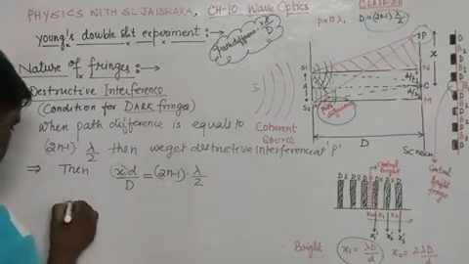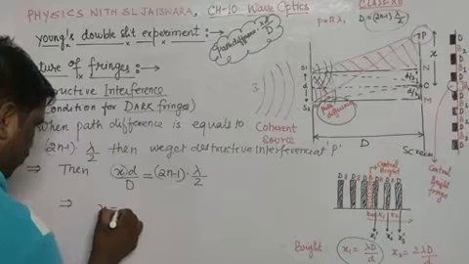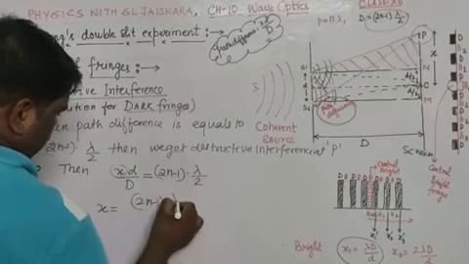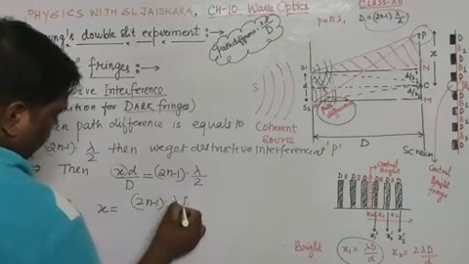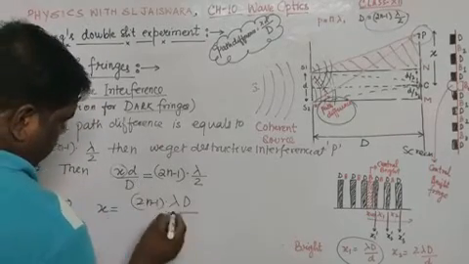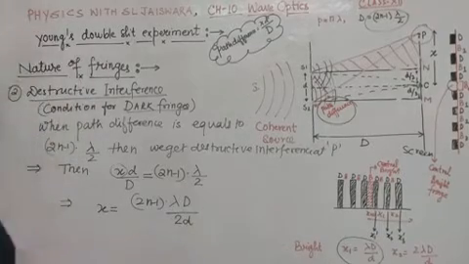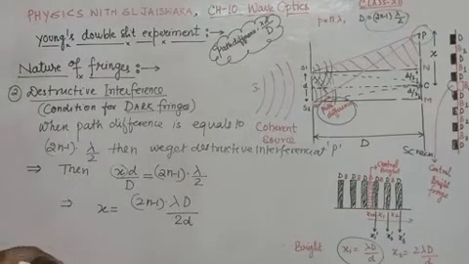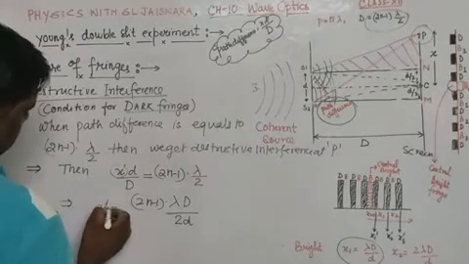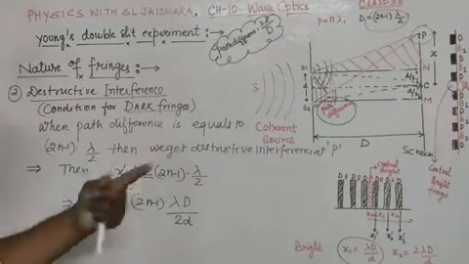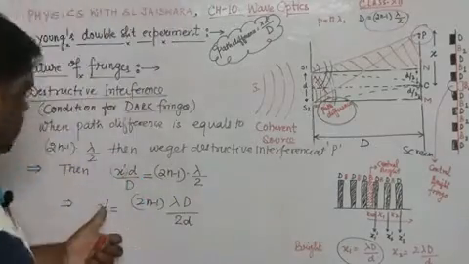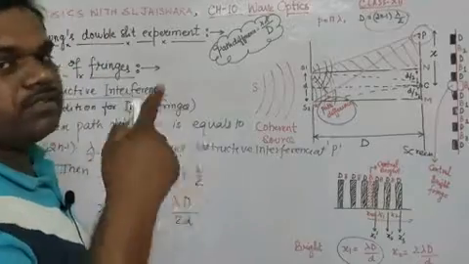Solving for x, we get x is equal to (2n minus 1) into lambda capital D divided by 2 small d. You may write this as x dash for dark. Let's denote it by x dash, because I have already taken x for bright, that's why we have taken x dash for dark.